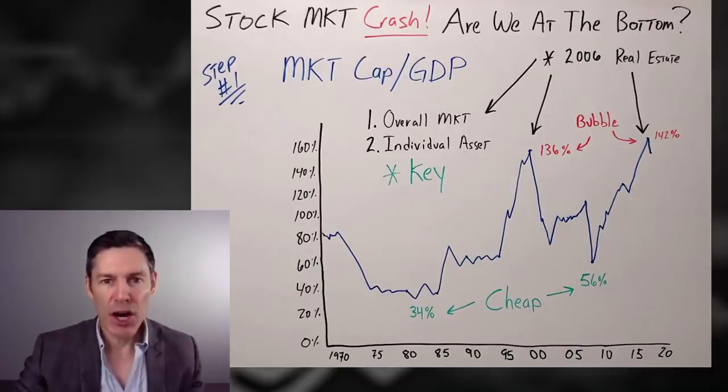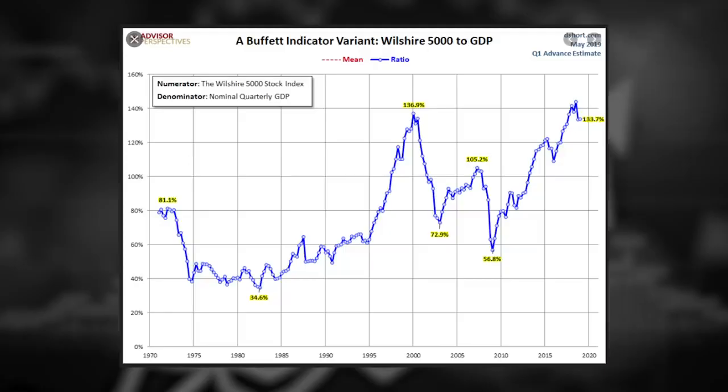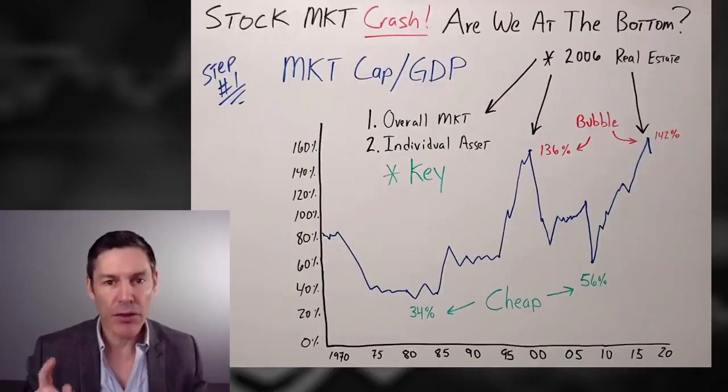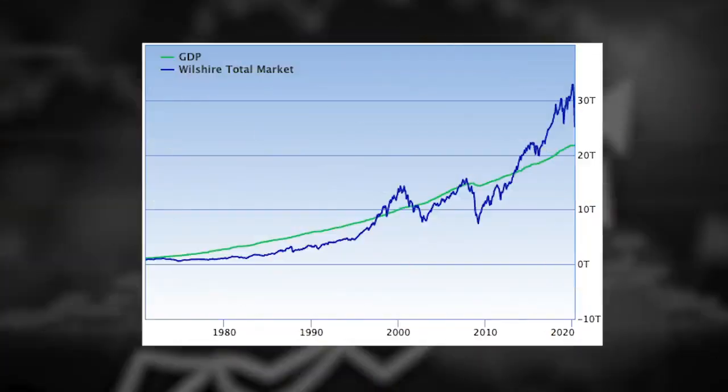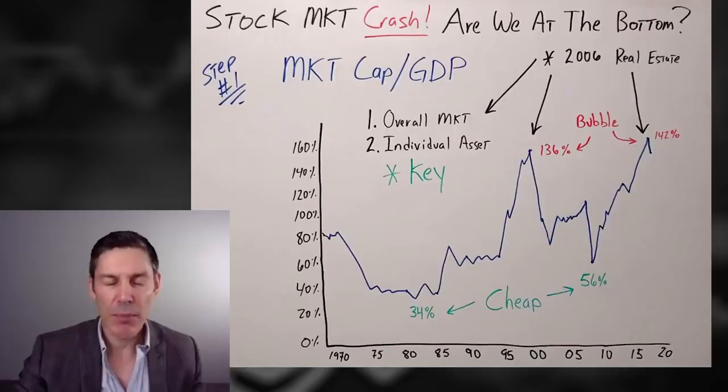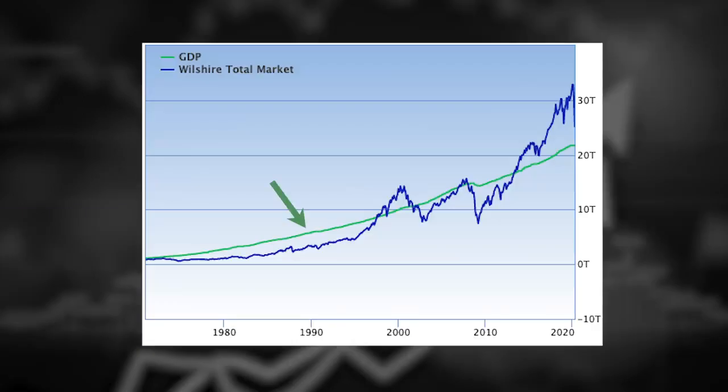Let's go back to the chart of market cap to GDP. When we hit the all-time high of approximately 142%, that was back in 2019. This chart isn't totally up to date. So where are we now? Editor, let's go ahead and throw up the next chart. This is another way of looking at the Buffett indicator, and it's really interesting. Instead of showing us a percentage, it shows us two lines. The green line is GDP.